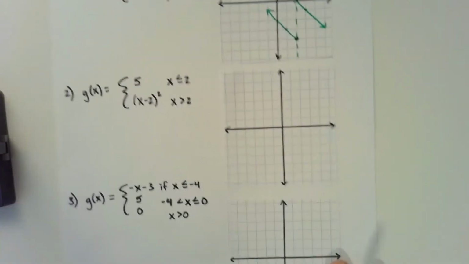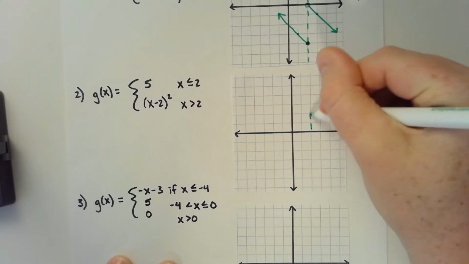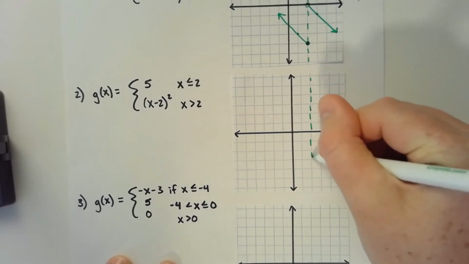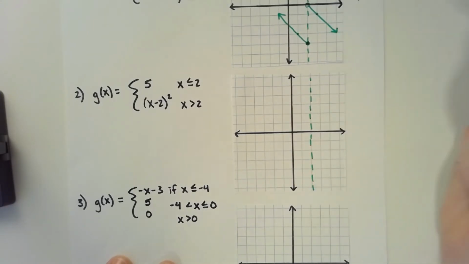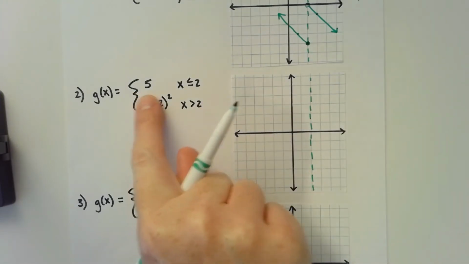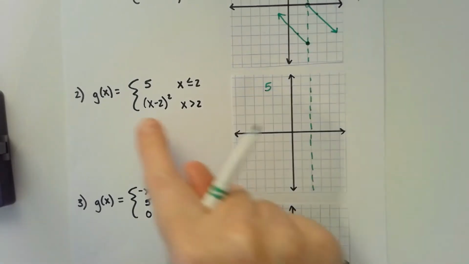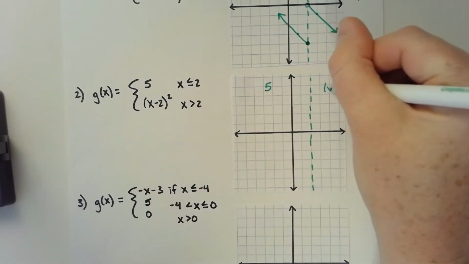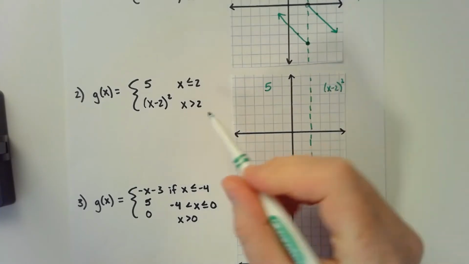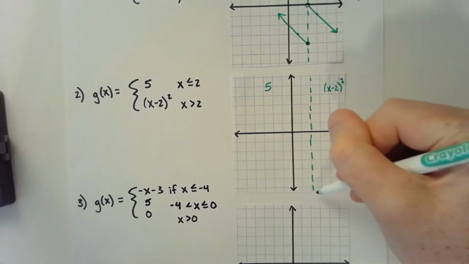All right, let's look at the next one. We have our fence at 2 again. So draw a little fence at 2, just a little dashed line to help you know where it's going. Then 5 is for the values of x that are less than or equal to 2. So put that on the left. Then x minus 2 squared would go on the right because that's for values of x that are greater than 2. So they are on the right side of that line.